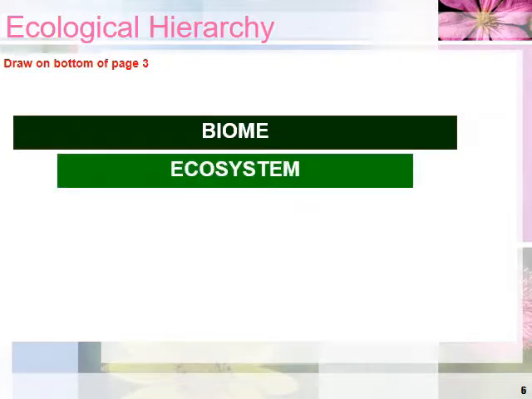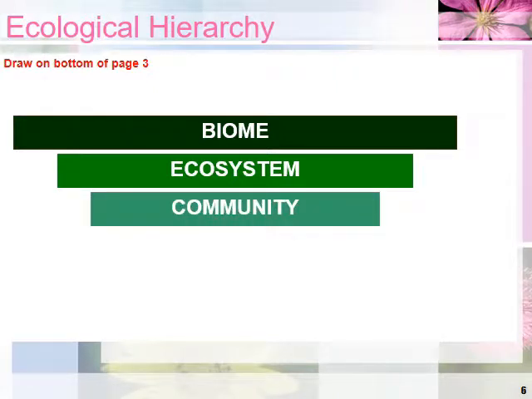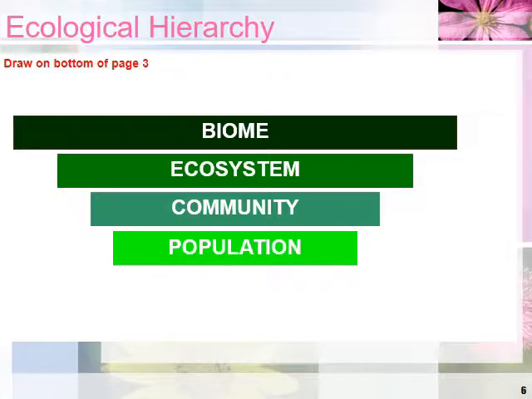Then within a biome, we would have a specific ecosystem. And if you remember, an ecosystem is when we look at both the abiotic and the biotic factors at the same time. Then in that ecosystem, we could focus on a community. So we could ignore the abiotic factors and only focus on the living things, the biotic factors. So then that would be a community. Within the community, we could focus on just one specific population, one specific species or group of individuals of that species. And then in a population, we can focus on a specific organism or individual, okay?